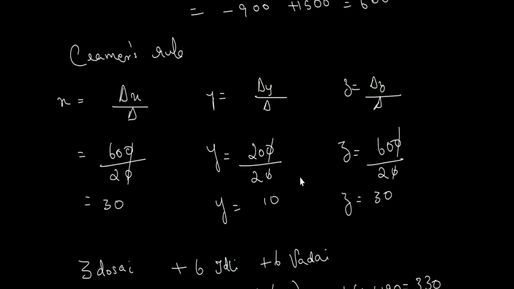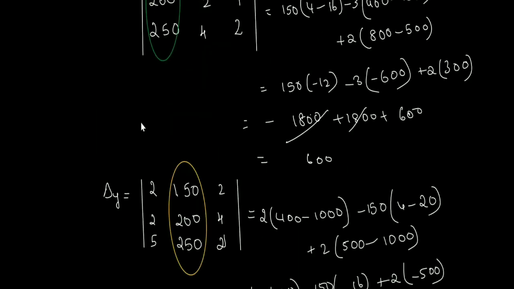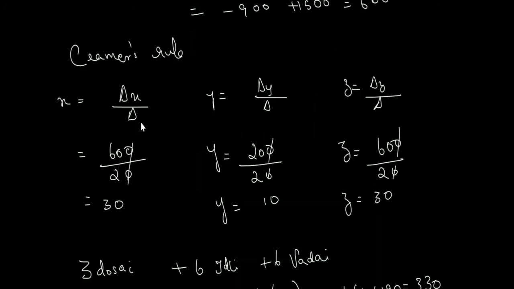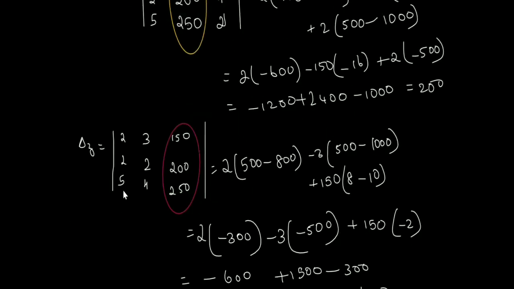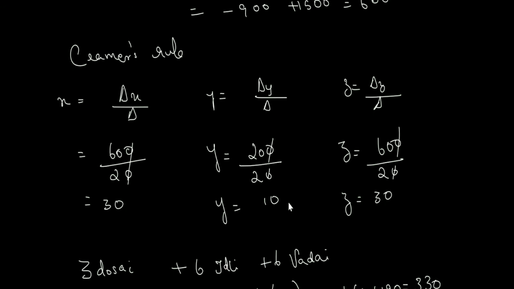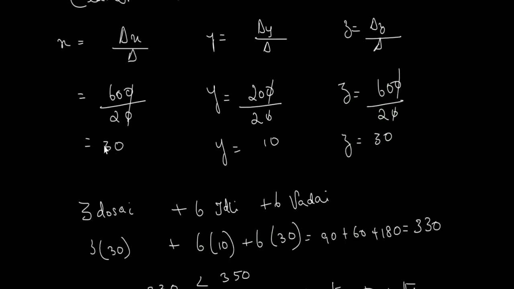So by Cramer's rule, x is equal to delta x by delta. That is delta x is 600, delta is 20. So 600 by 20 is equal to 30. y is delta y by delta, 200 by 20, that is equal to 10. z is 600 by 20, that is equal to 30. The cost of one dosa is 30, one idli is 10 and one vada is 30.